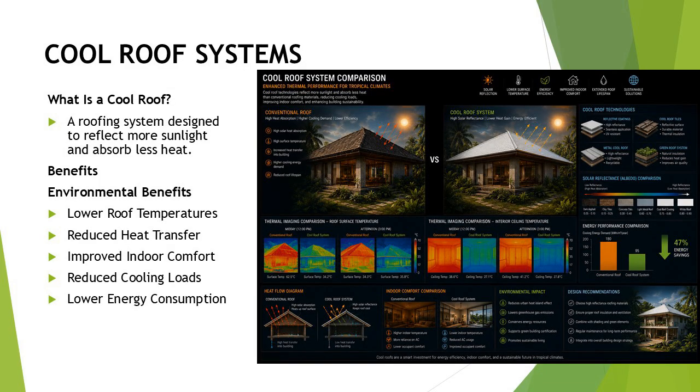One of the most effective roof technologies available today is the cool roof. A cool roof is specifically designed to minimize solar heat absorption. Traditional dark roofs absorb large amounts of solar energy. This energy is converted into heat. Consequently, roof temperatures rise dramatically.